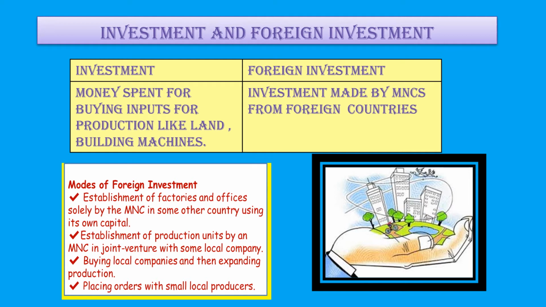So what are the different modes of foreign investment? Number one, by bringing in your capital and buying the company. Number two, by having a joint venture with a local company. Number three, by buying a local company. Or the last one is by placing an order with small local producers. These are the same methods which have been adopted by an MNC in expanding their production units also.